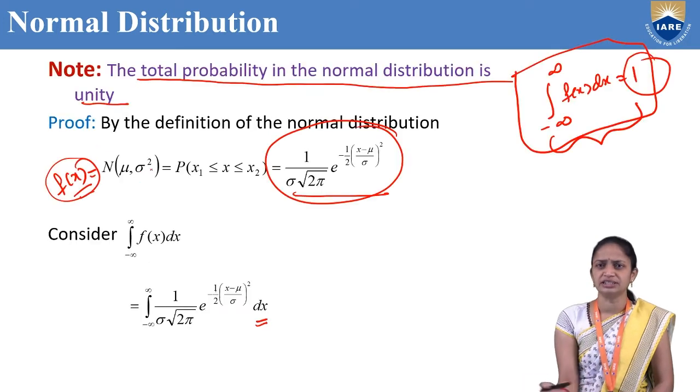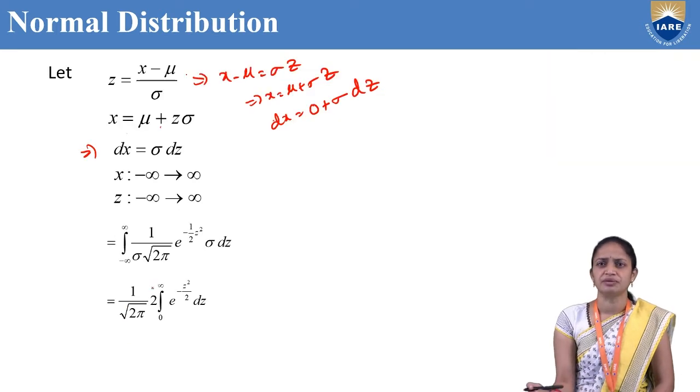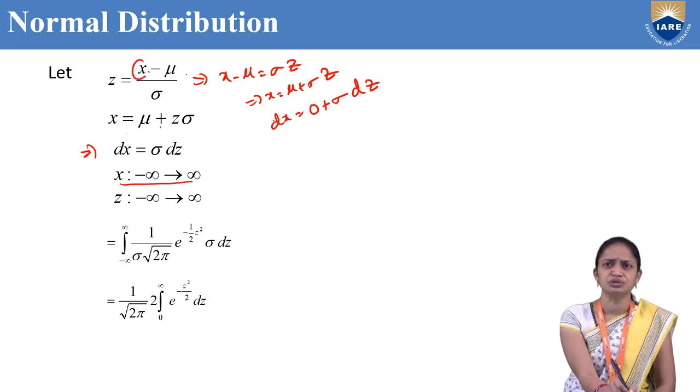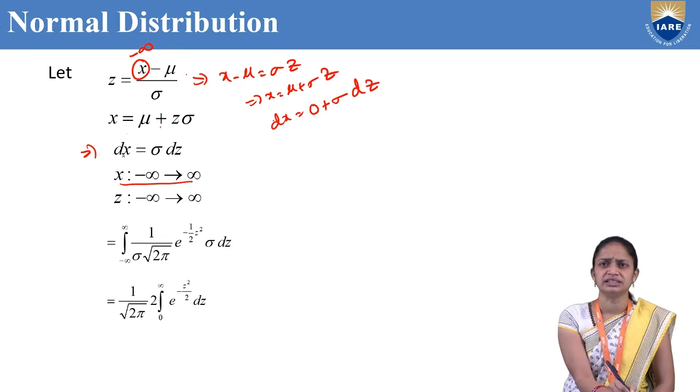We are doing the integration with respect to x, which means these are the x limits, so x is from minus infinity to infinity. If I substitute the x value here, that is x equal to minus infinity, then z is also minus infinity, since z equal to x minus mu by sigma.